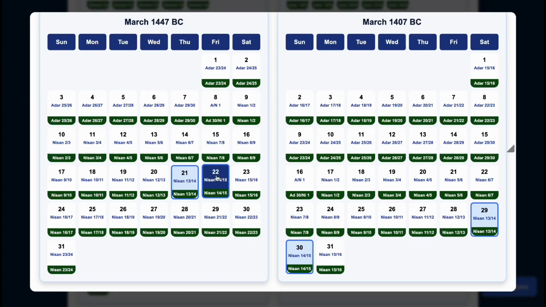Again, this would be 40 years later to the day in the Gregorian calendar. In the Hebrew calendar, you can see that it's not to the day yet because we're jumping from Nisan 14/15 all the way to Nisan 6/7. All right, so let's see if this fits with the Bible. So their last encampment would have been on March 22nd of 1407 BC.